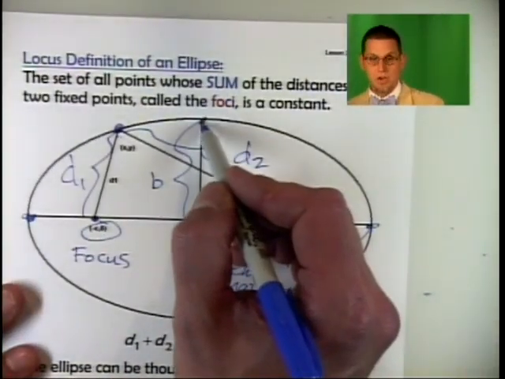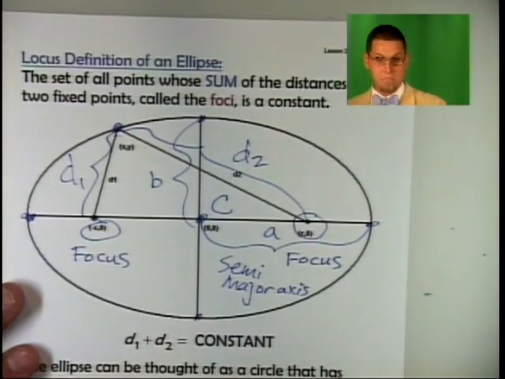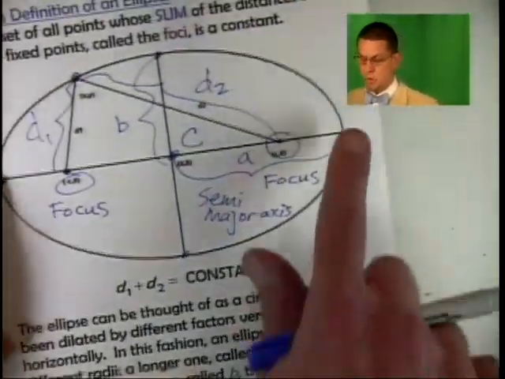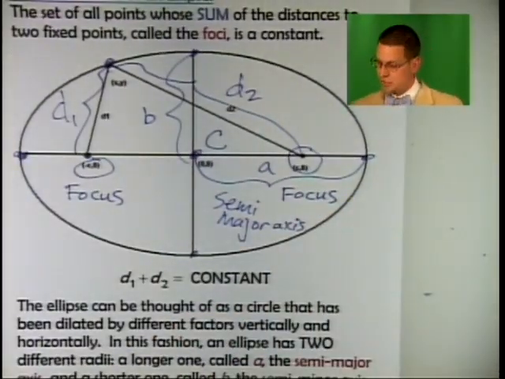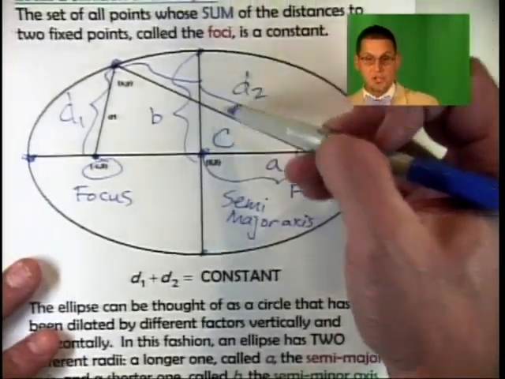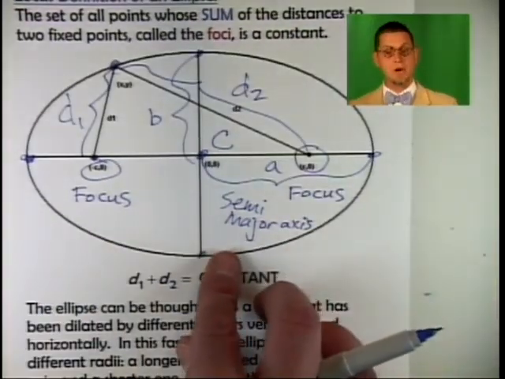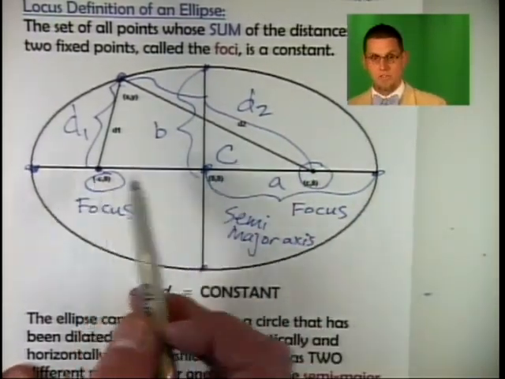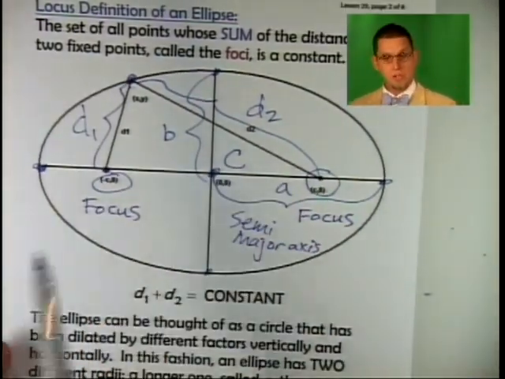The endpoints of the shorter axis, which is called the minor axis, are called co-vertices. So longer axis, major axis. Endpoints, the vertices. We have the shorter distance being the minor axis. The endpoints are the co-vertices. The 2 points are the foci.